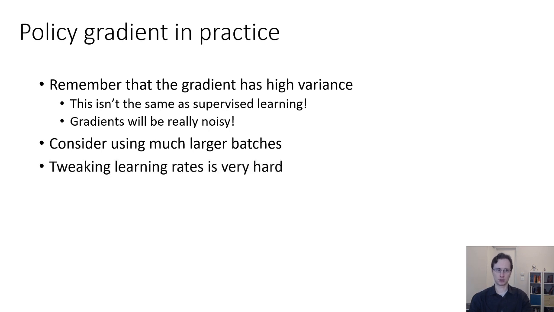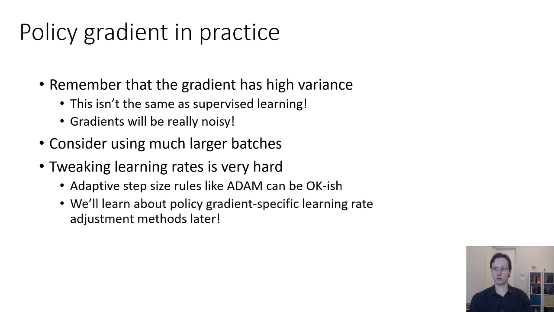Tweaking the learning rate is going to be substantially harder. Adaptive step size rules like Adam can be okay-ish, but just regular SGD with momentum can be extremely hard to use. We'll learn about policy gradient-specific learning rate adjustment methods later when we talk about things like natural gradient, but for now, using Adam is a good starting point. And in general, just expect to have to do more hyperparameter tuning than you've usually had to do for supervised learning.